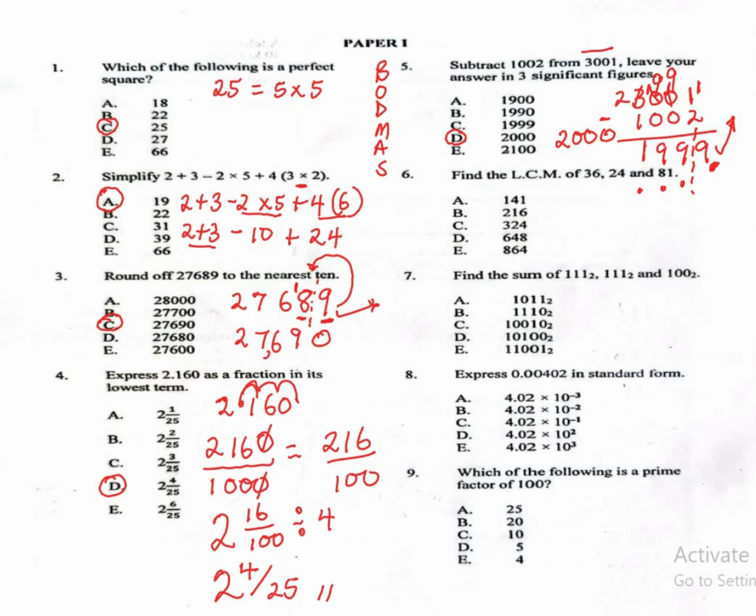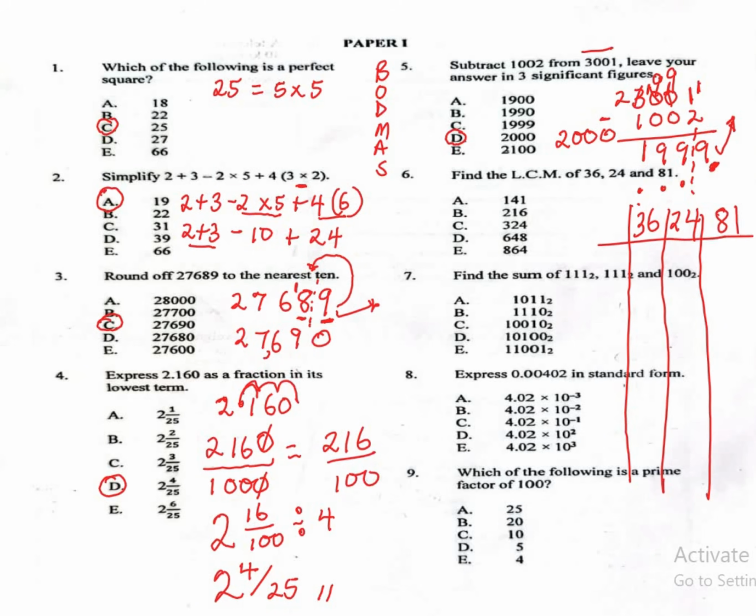Question number 6. Find the LCM. This should be a long one. So let me just draw a straight line down since I'm trying to manage my space. So we have 36, 24, and 81. Let's start with the smallest number that can go, which is 2.